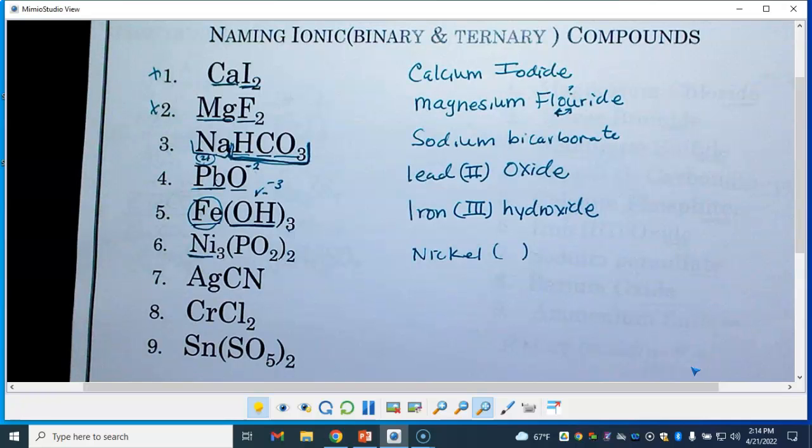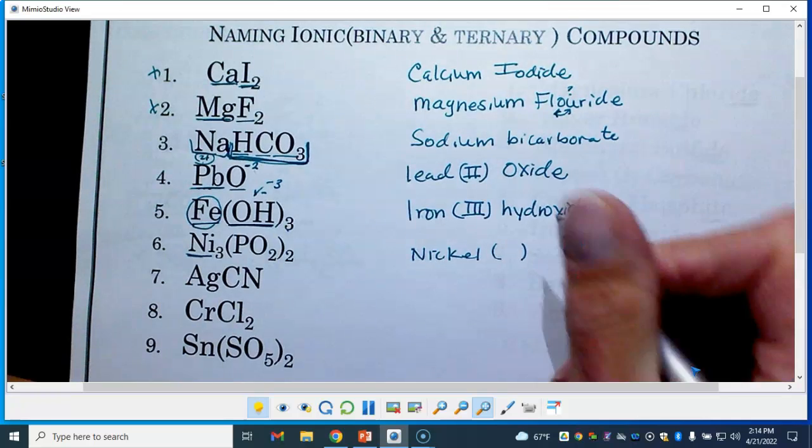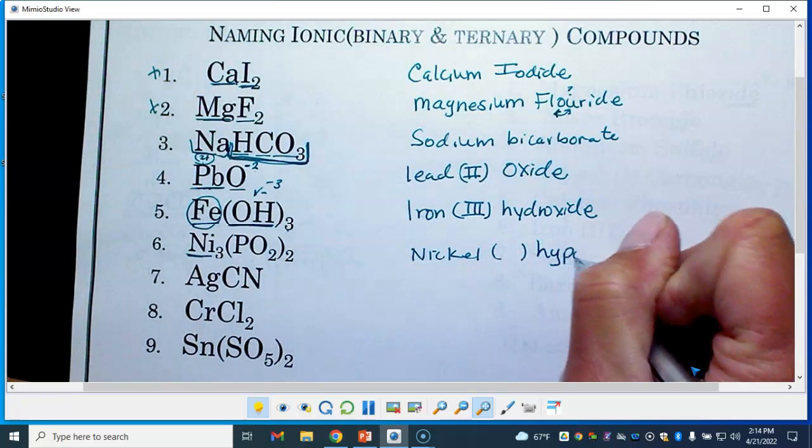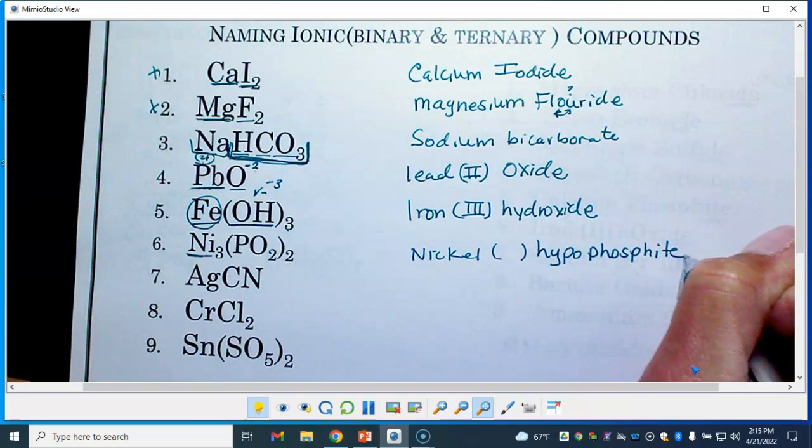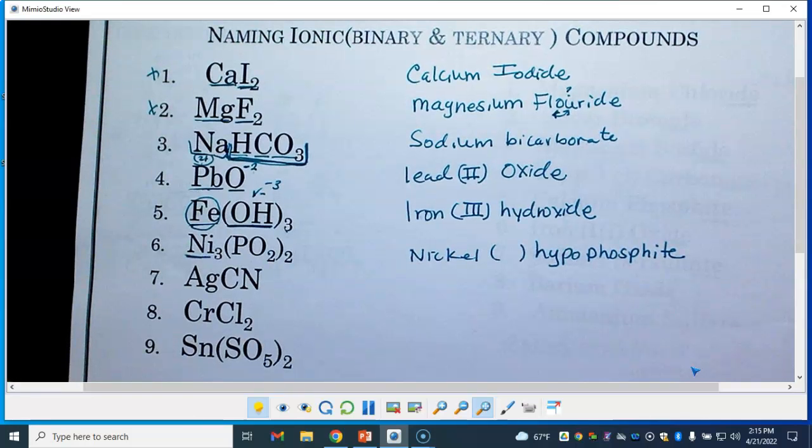Now phosphate is PO4. So if we have 2 less oxygen, it's going to be hypophosphite. You guys, it'll get so easy. Trust me, once you start doing this. Okay, so now we have to go back and figure out the oxidation number, or the Roman numeral.